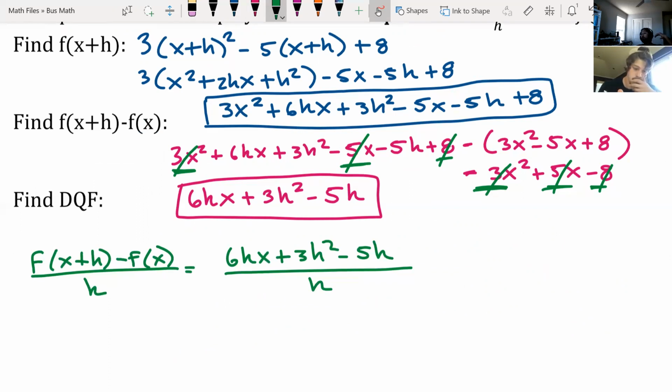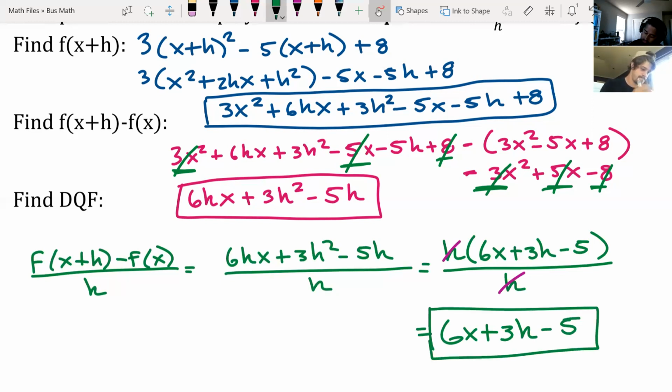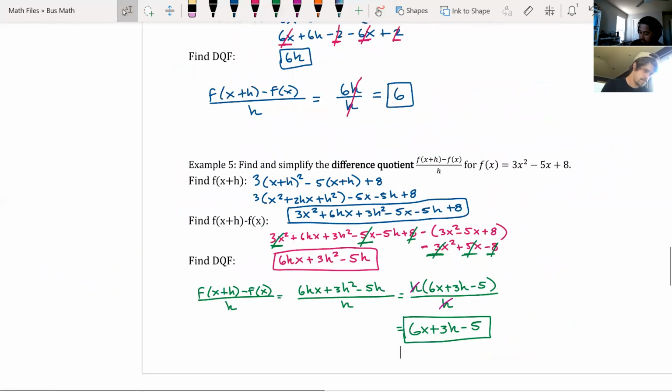Okay. Now to properly cancel this, we're gonna have to factor out an h. We cannot cancel like this if you're thinking, oh, cross out, cross out, cross out. That would not be the proper way to cancel that h out. To properly cancel the h out, we're gonna factor it out, and you'll have h times 6x plus 3h minus 5 all over h. And here, your h's will cancel, giving us the final answer of 6x plus 3h minus 5. And that is the difference quotient, y'all.